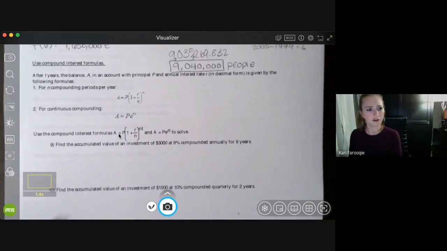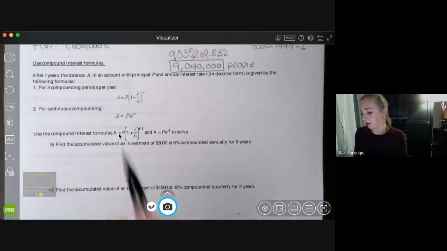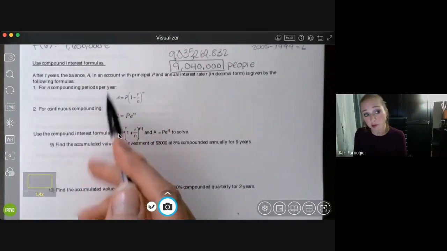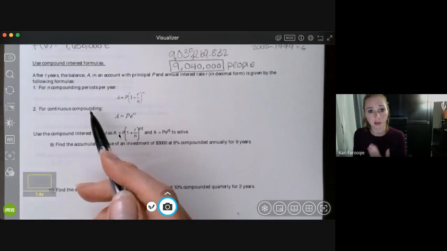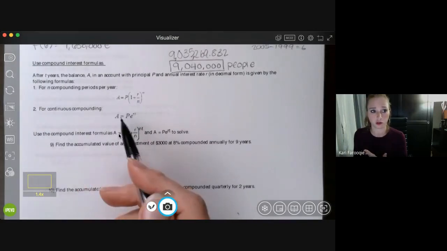All right, let's see. After 2 years, balance A in an account with principal P and annual interest R in decimal form, that's very important, is given by the following formulas. Now, you're going to be specifically told in the problem what type of compounding is happening. So you're not going to have to worry about which formula you should use.